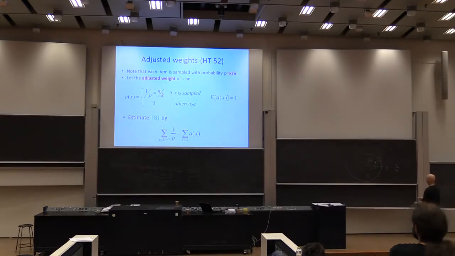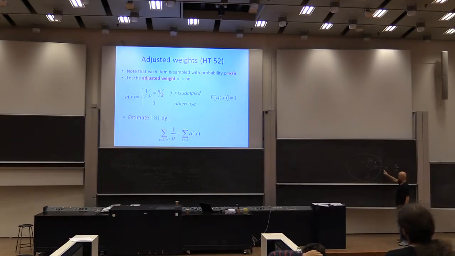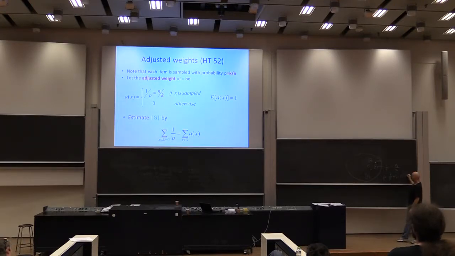It's a bit confusing maybe in the beginning. So the property of this adjusted weight is that its expectation is 1, right? With probability p, the adjusted weight is 1 over p. And with probability 1 minus p, it is 0. Okay, so for each green item, the expectation of the adjusted weight is exactly 1. And the estimator is going to be the sum of these adjusted weights.